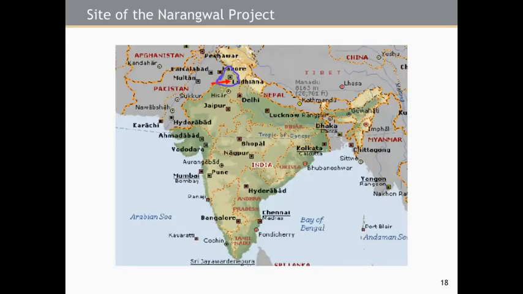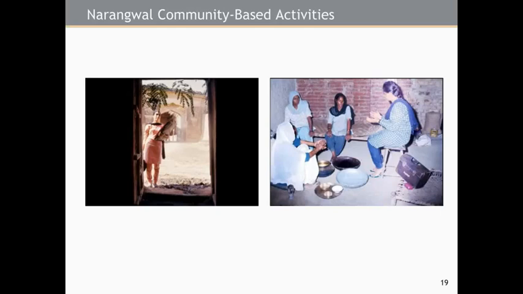So here you see the location of Narangwal near Ludhiana, where the Narangwal project was, and it's near where the Kana project was. The Narangwal project was Carl's major activity during his early years, and he had started on that before he came to Hopkins as chair of the department. And for the first 10 years or so that he was at Hopkins, it was the dominant activity in the Department of International Health.